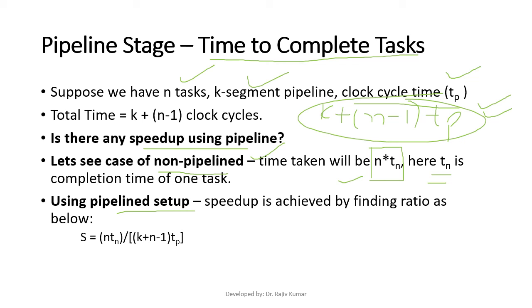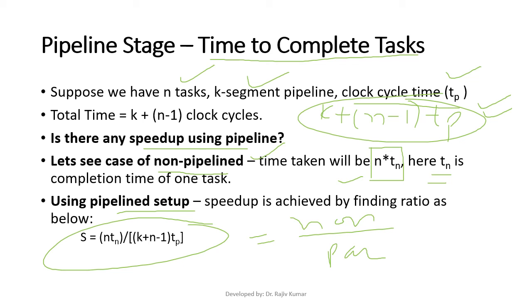To determine that speed up, we will use this formula: the non-parallel time divided by the parallel environment time. Here the non-parallel time is n Tn and the parallel time is (k + n - 1) Tp. Once we divide, we get a ratio, and this ratio is known as the speed up ratio. Based upon its value, we can determine that we have got some speed up from the pipelining concept. Now let's understand it more with the help of an example.